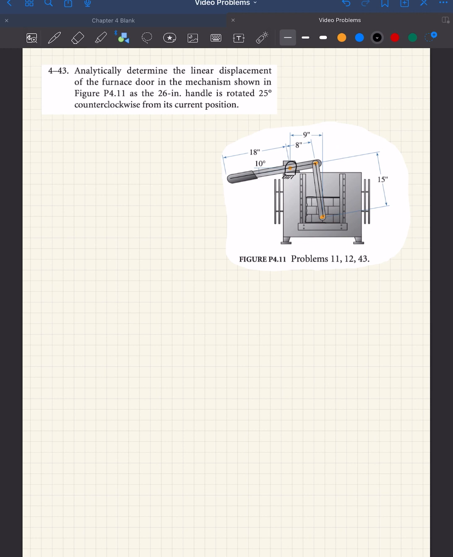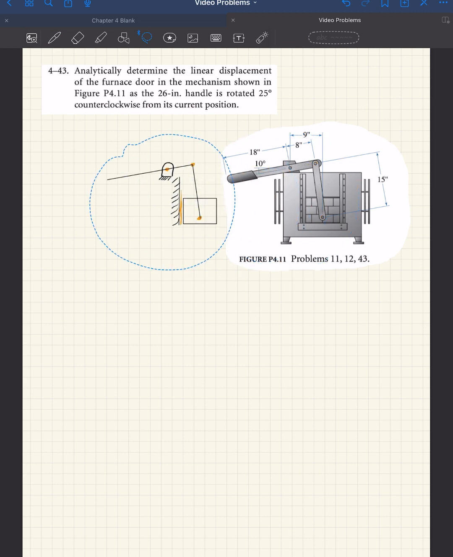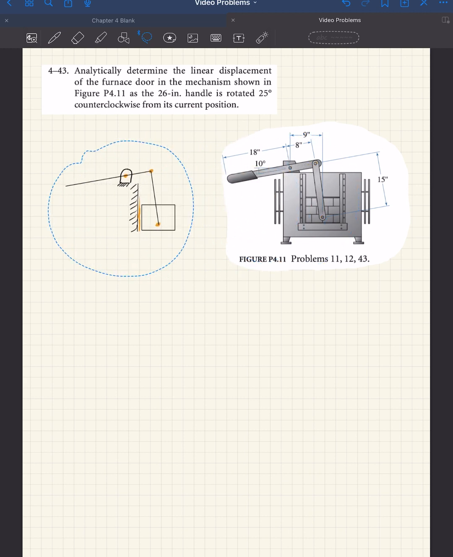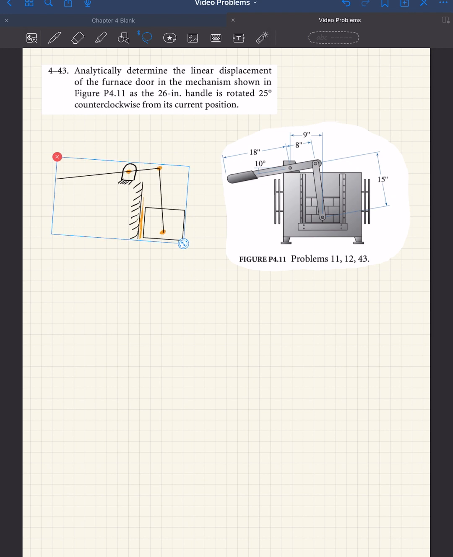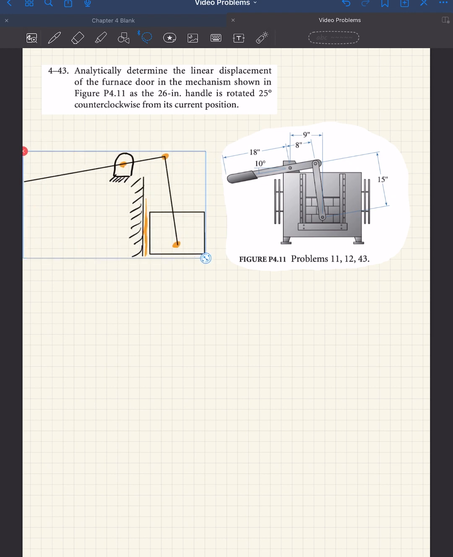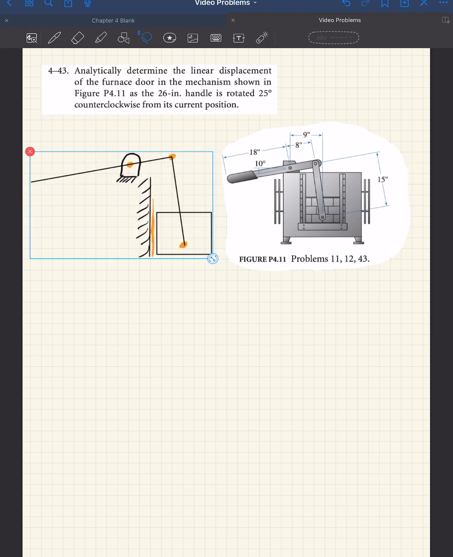I will draw the furnace box itself with this frame like so. We'll make it clear that this frame is on the ground. We'll just highlight this as our slide-in joint. Okay. So let's pull this out and look at it over here.